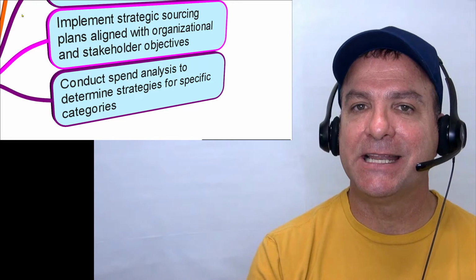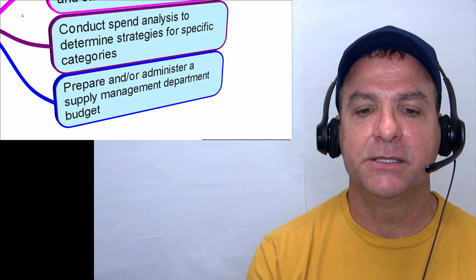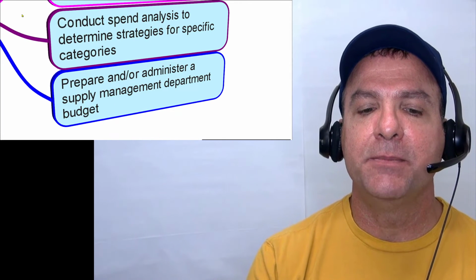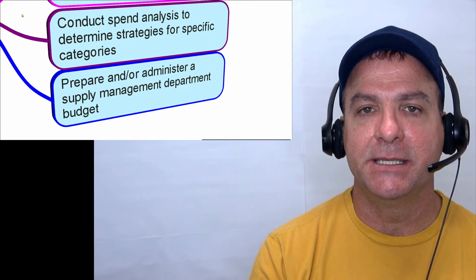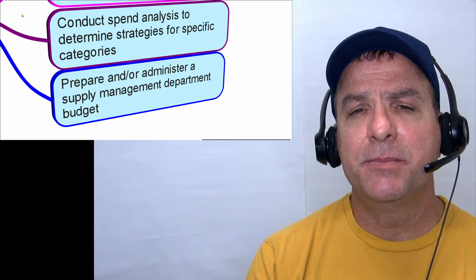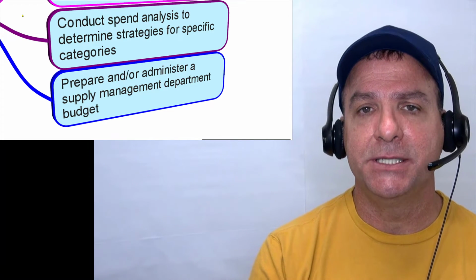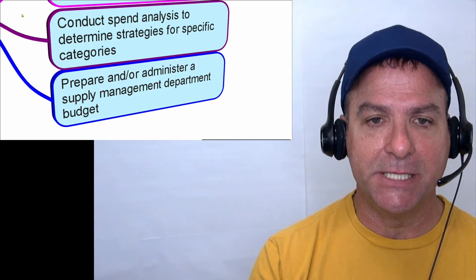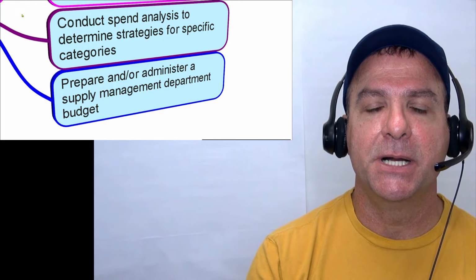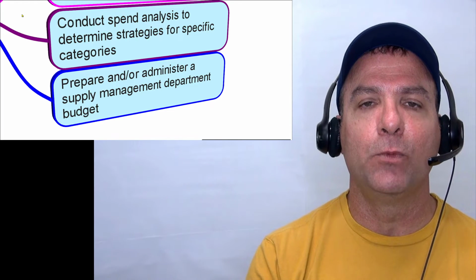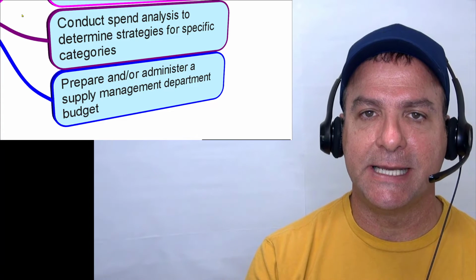So we're going to do a spend analysis. We're going to talk about these things in different lessons. And prepare for and administer a supply management department budget. It's not a supply management department budget, it is a supply chain budget. Your departmental budget. Look at that supply budget. Okay, so that's all involved in step one of the sourcing process.